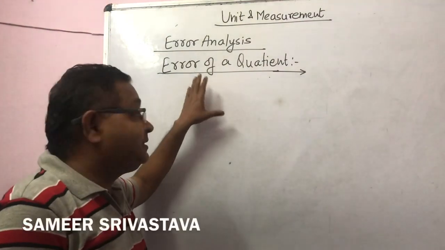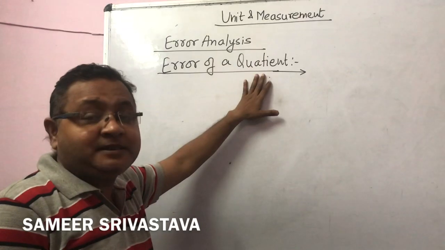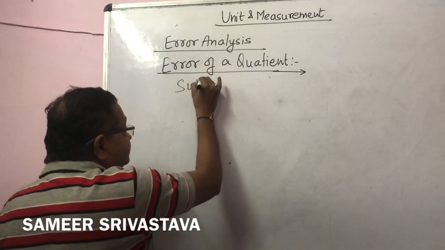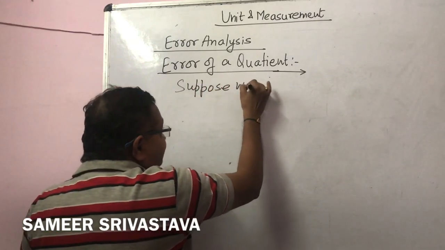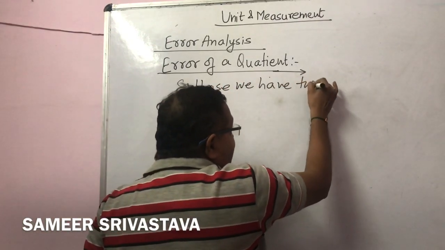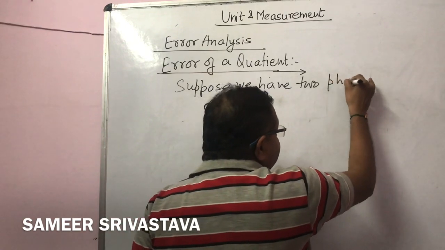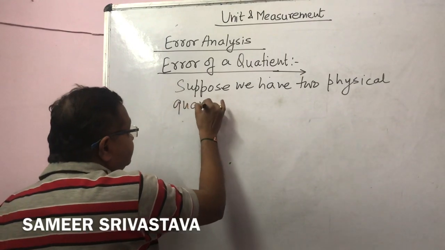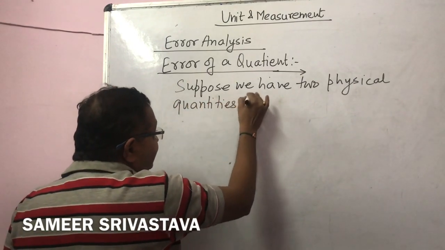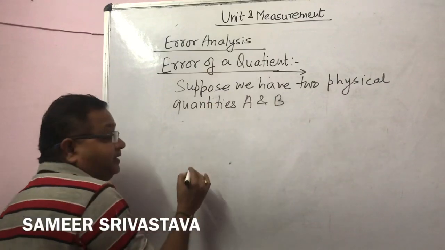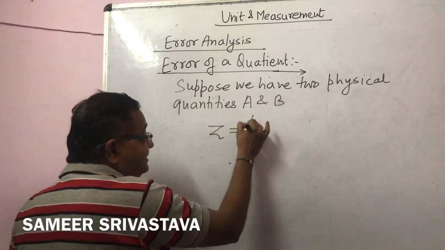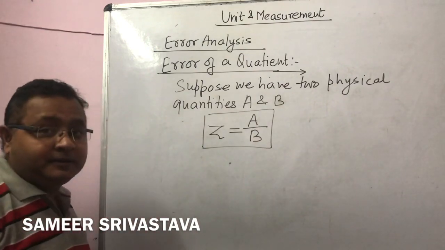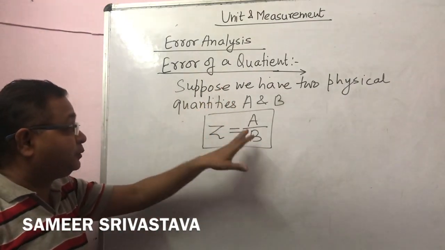Now the next is error of a quotient, meaning error of a division. Suppose we have two physical quantities, A and B, and we want to find the division. So we write Z is equal to A upon B. Right? Now we find the error in the quotient.